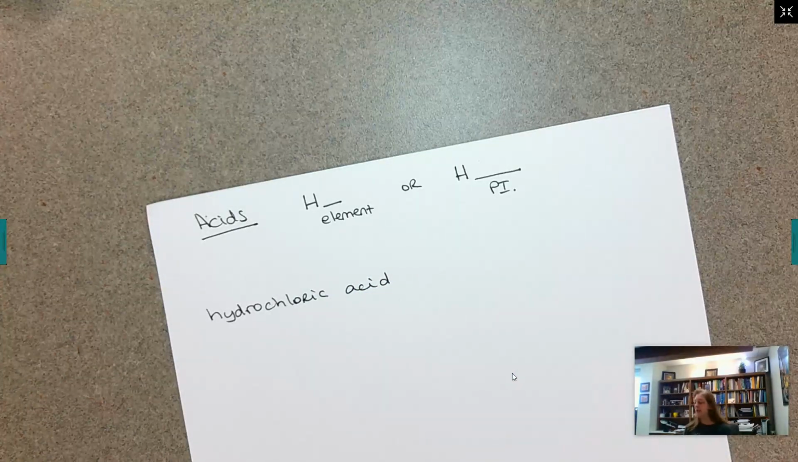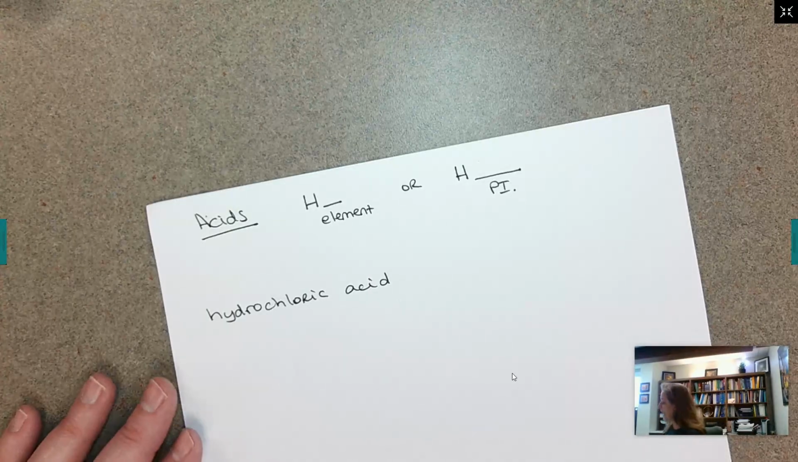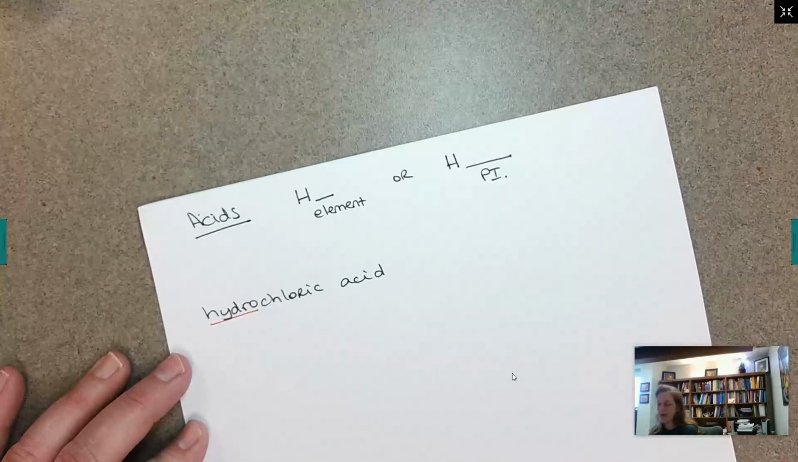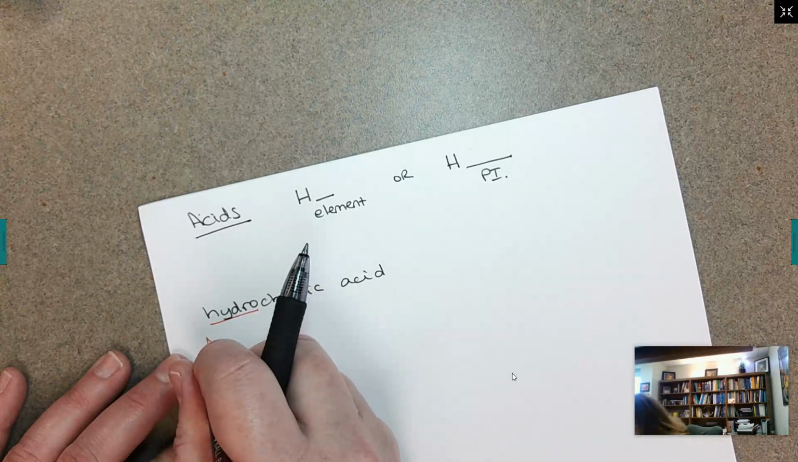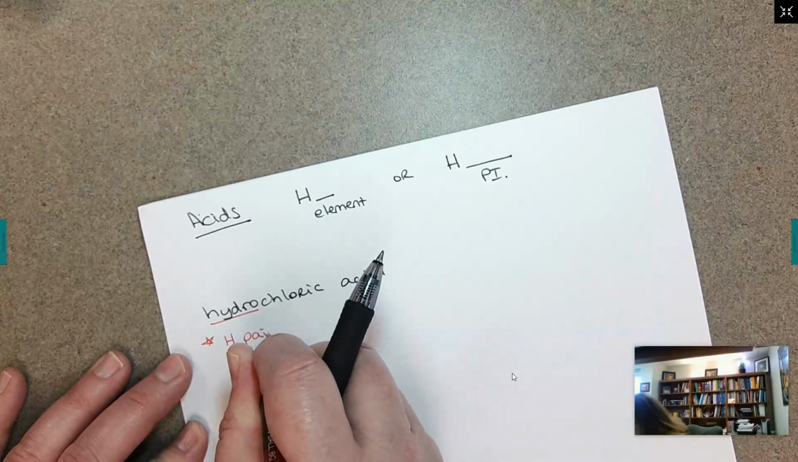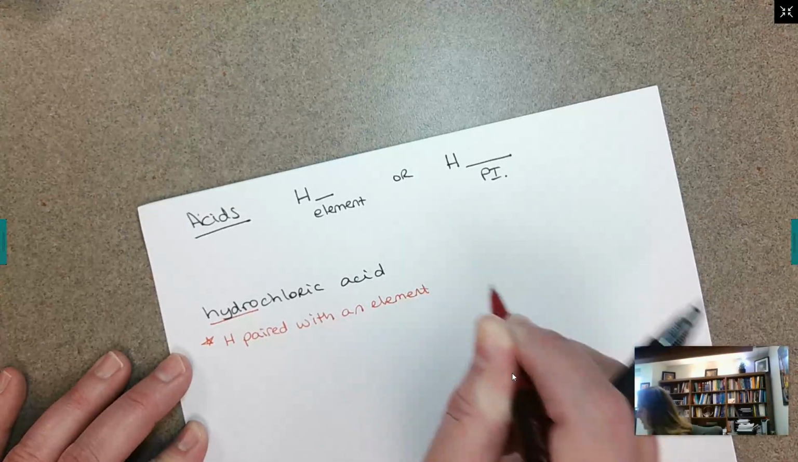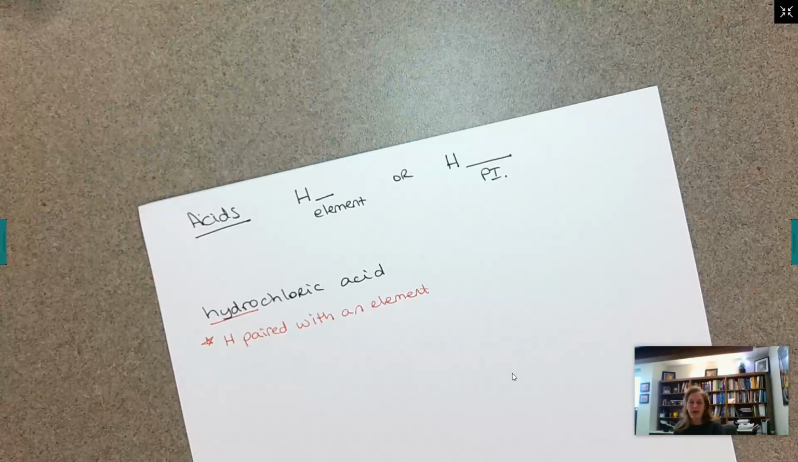You know it's an acid because it has the word acid in the name. So a good key to help you identify, at least you know it's an acid. Now, all acids are going to start with hydrogen, and then they're going to end with something. This hydro prefix right here lets you know that we're dealing with hydrogen paired with an element, rather than hydrogen paired with a polyatomic ion, okay? So if it has the prefix hydro, it's hydrogen with an element. No hydro prefix, it's hydrogen with a polyatomic ion.